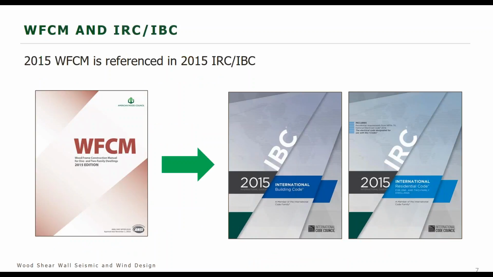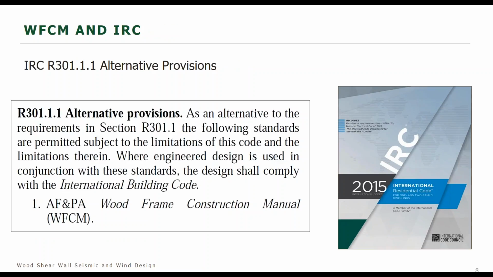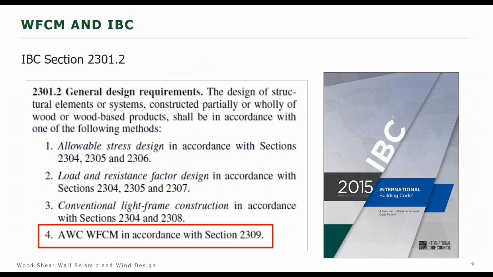So the first document we're going to talk about, the first standard, is the WFCM, which is the Wood Frame Construction Manual. This document is referenced in both the 2015 IRC and the IBC. So if you go into the IRC, you'll see it's referenced in section 301.11. So this means that the WFCM can be used regardless of the load limit triggers in the IRC. So you can use it in higher wind regions and things like that.